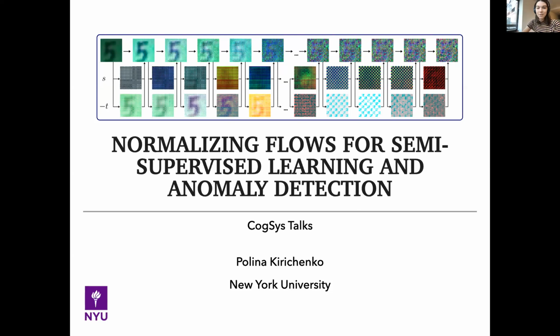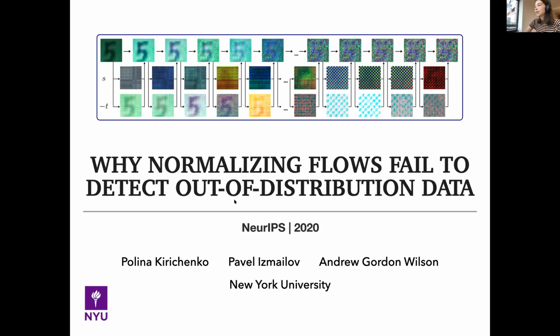I'm Polina. I'm a third-year PhD student at NYU, working with Andrew Wilson, and today I will talk about two of our recent papers, but actually we might only have time for one, so we'll see how the presentation goes. The papers are on applications of normalizing flows. The first paper I'm going to talk about is why normalizing flows fail to detect out of distribution data. It's appearing at NeurIPS this year, and this is joint work with Pavel Ismailov and Andrew Wilson.